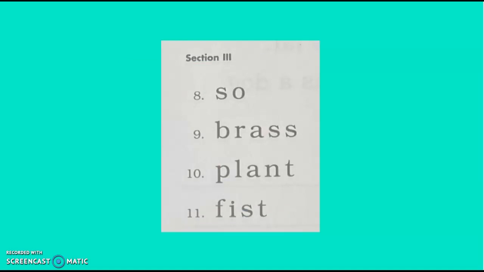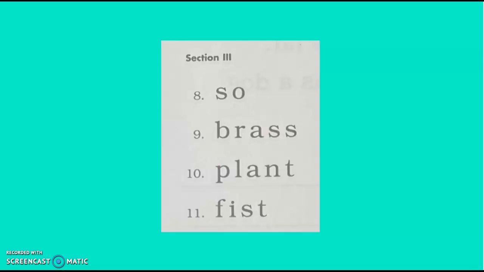Section 3. Put your finger on number 8. Encode the word so. S-O. Remember, if it says its name, put a straight line above it. If it does not say its name and it's a short vowel, put a breve above it. S-O.